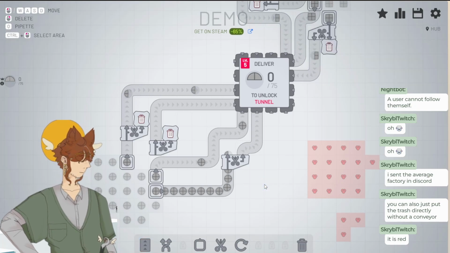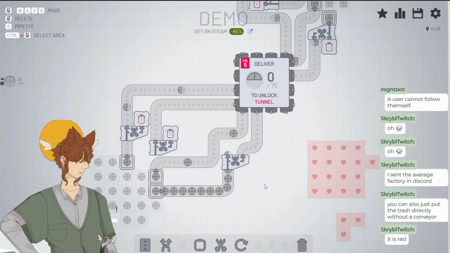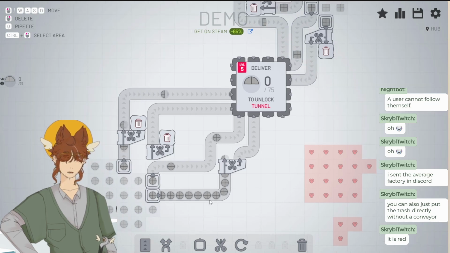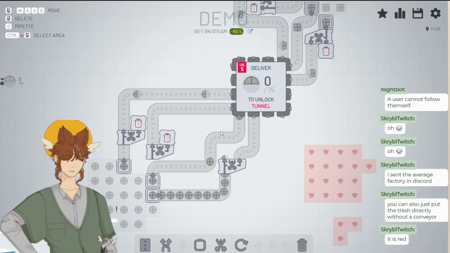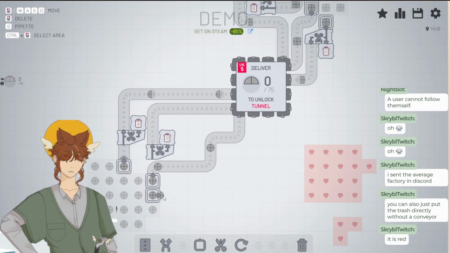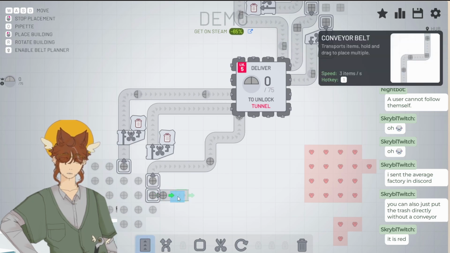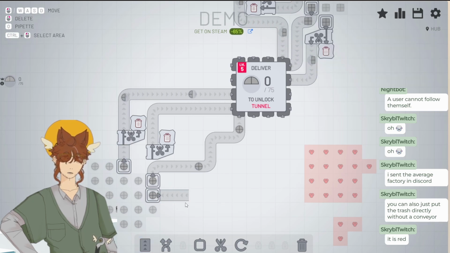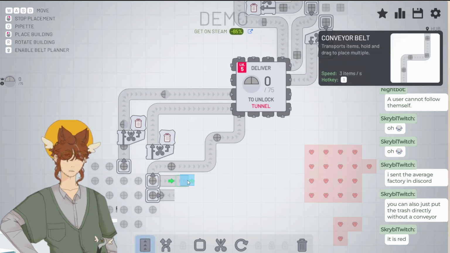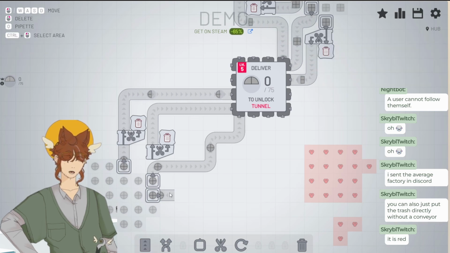It's red? What's red? I don't know what's red. Oh, it's not going the right way. God damn it. Get out of here. Wait, so to be the most efficient, you just need to like... I really wish you could combine conveyor belts. I feel like that would be the best thing, you know?